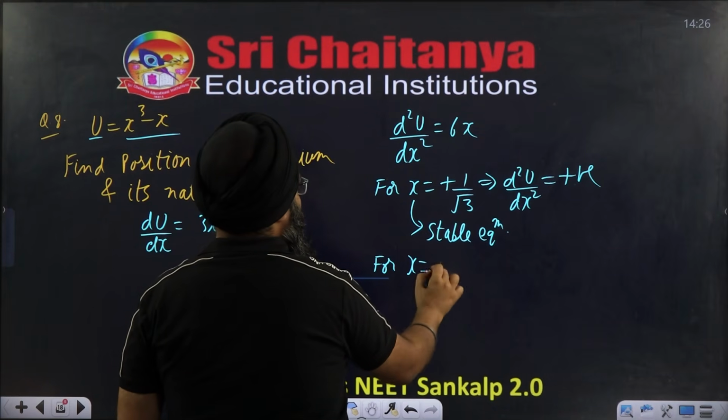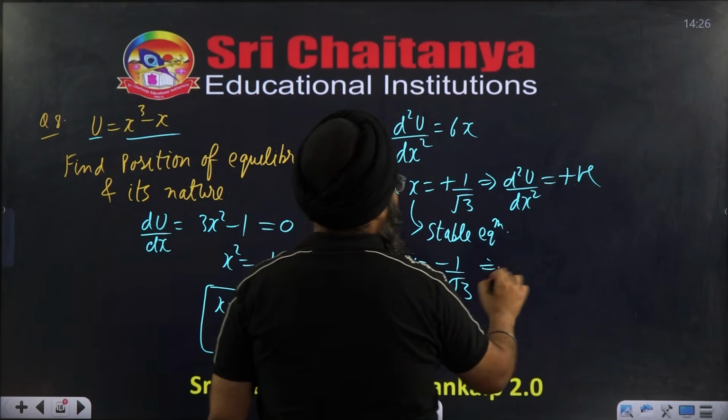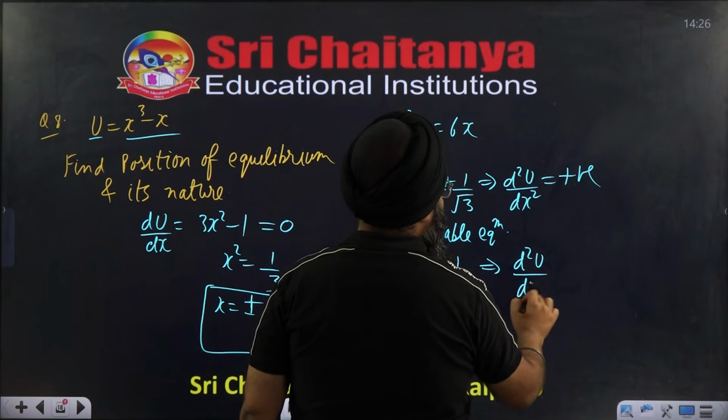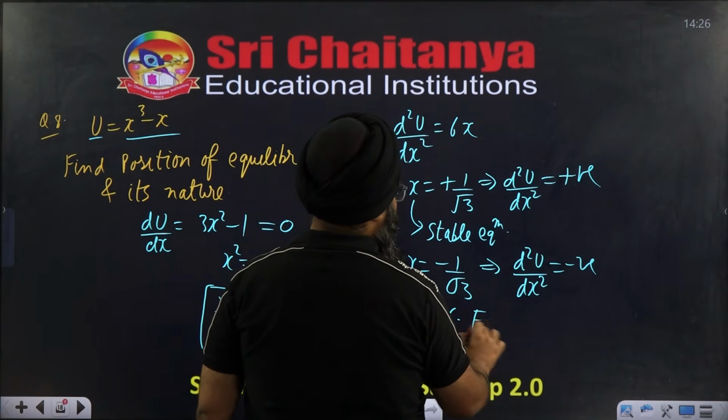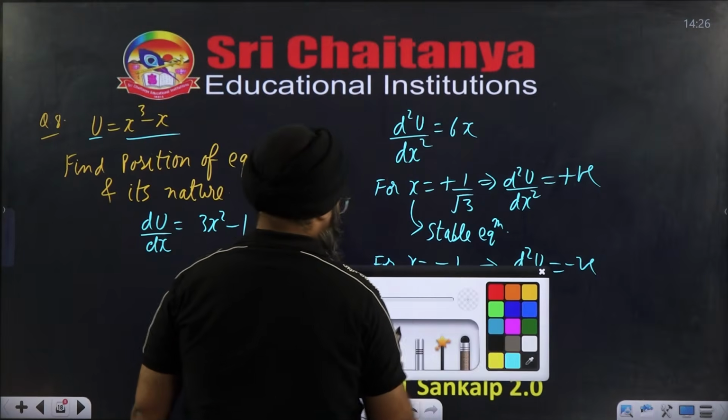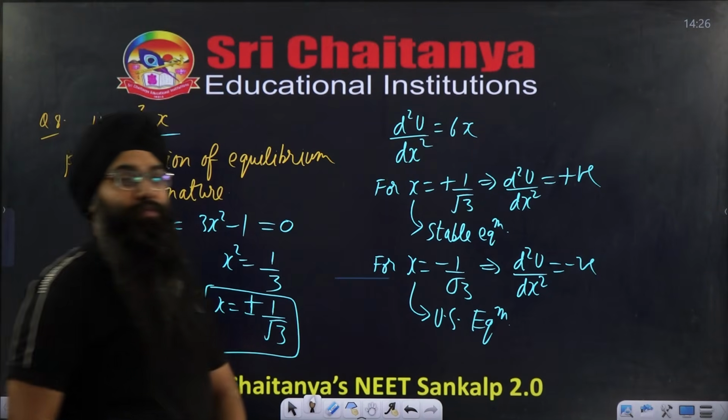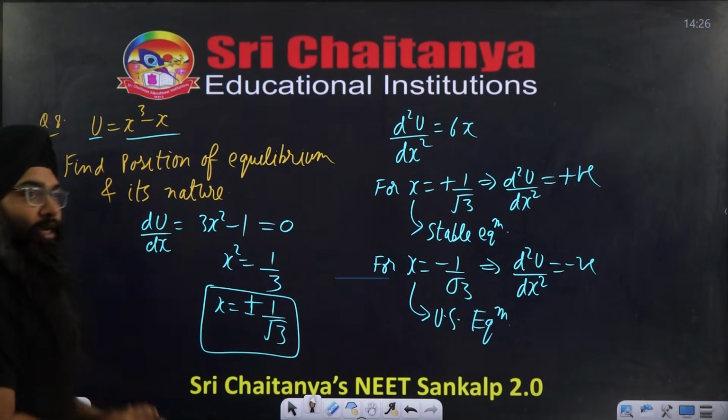And when x is equal to minus 1 by root 3, the double differentiation is coming out to be what? The double differentiation is coming out to be negative, and this corresponds to an unstable equilibrium position. So I hope this point is clear to you.